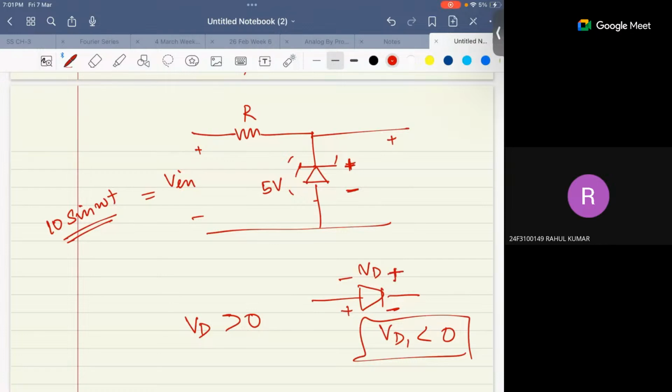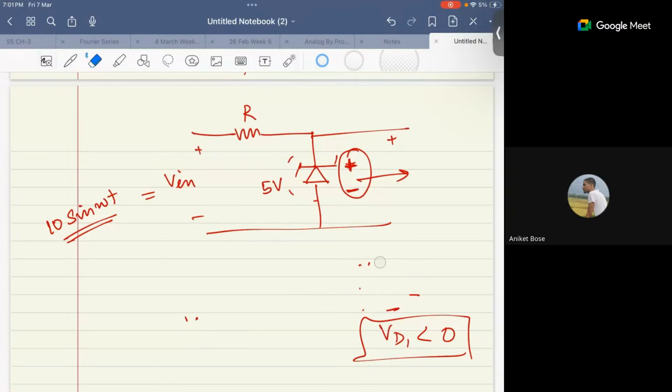So what I'm trying to say is, for a Zener diode you always take this as plus and minus, and this potential difference should be greater than 5, the breakdown voltage. Then it will work in breakdown, and you can directly replace it with a voltage source. Is it clear to everyone or not? Yes, sir.